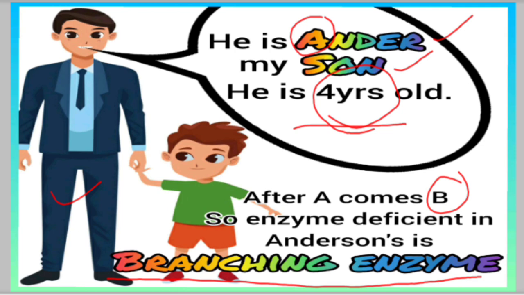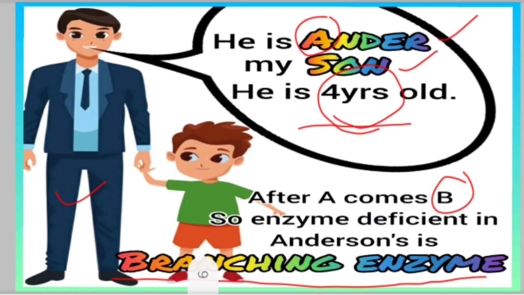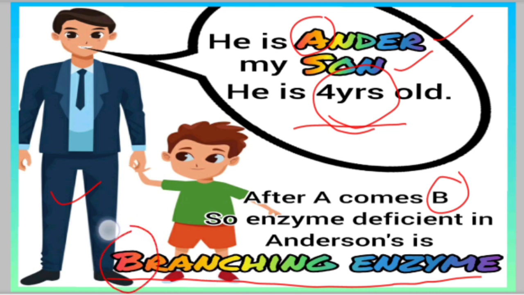I hope that's easy to remember, but if you find it difficult to remember, you can also remember it this way: the enzyme which was deficient in Cori's was the debranching enzyme. So now branching enzyme is left, so the next disease which comes after Cori will be the branching enzyme. So here it is branching enzyme which is deficient in the fourth disease, and before B comes A, so it will be Andersen's disease. You can remember either way, it's your wish.